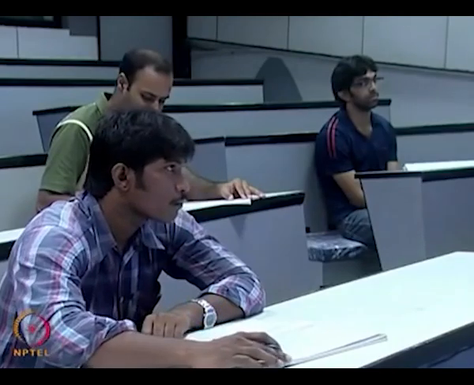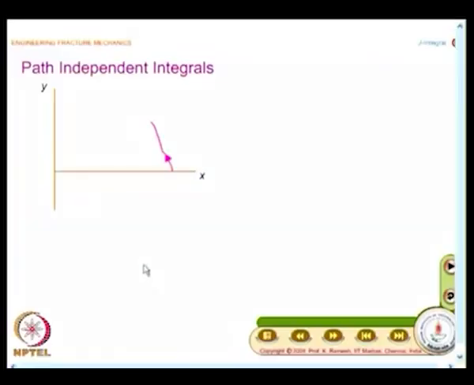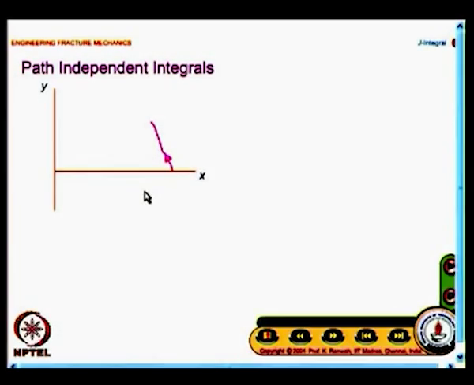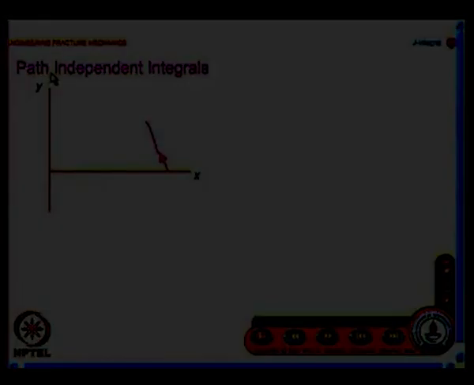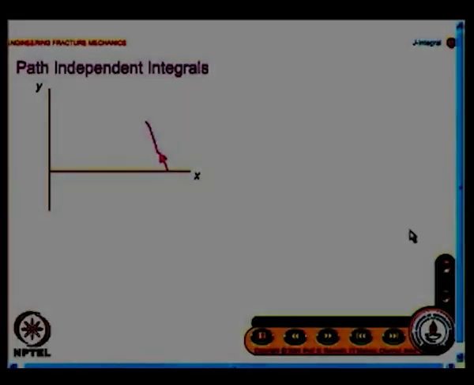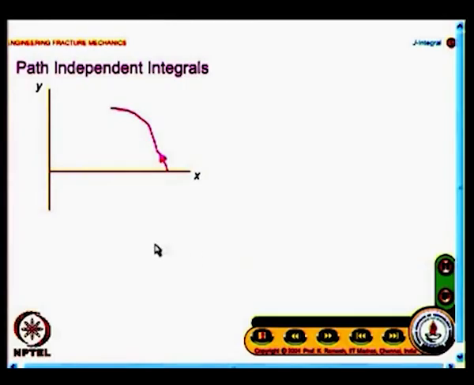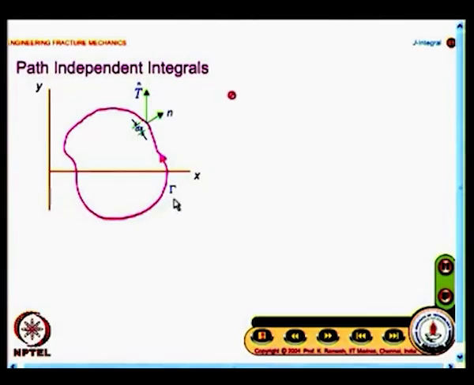So, now we will look at what is a J integral, and before we get into the J integral, we have to look at how, in elasticity, people have developed path independent integrals. If you take a two dimensional problem, you consider a planar situation.